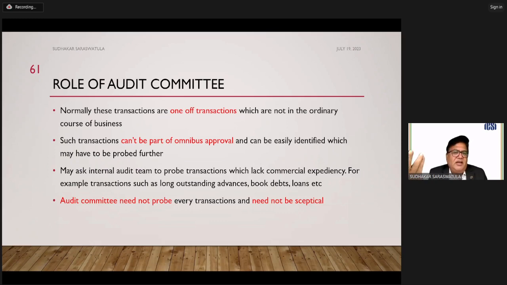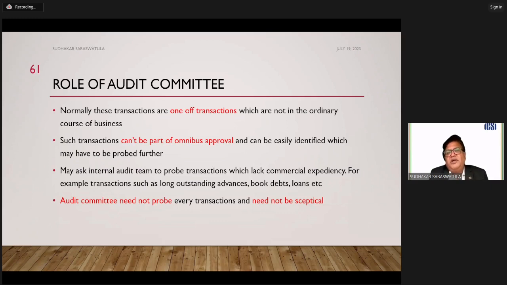That's it. So here also, do I need to probe every transaction? I don't need to, because it is humanly impossible to probe each and every transaction. But whatever information is being given to you, you have to go through it properly and thoroughly. And wherever you have some lack of understanding, be very clear with the CFO or company secretary and understand the transactions.